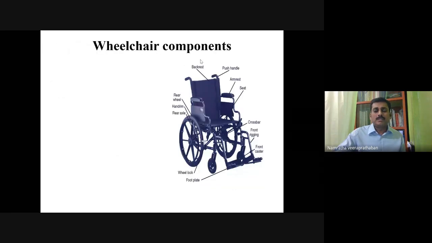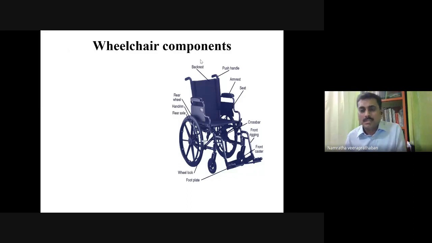All right. Now, let's go to understand the wheelchair components. This is also one of the important topics when you want to understand further about seating. I said the first one is symmetrical posture. Now, the wheelchair components. A wheelchair is divided into two major components. One is mobility base, and the second one is seating system.